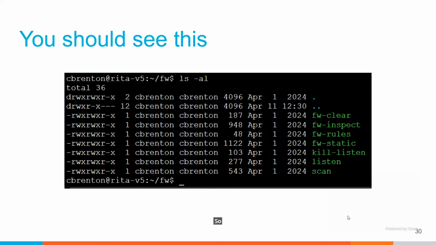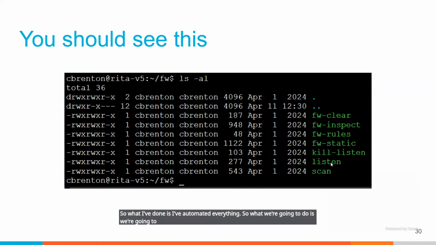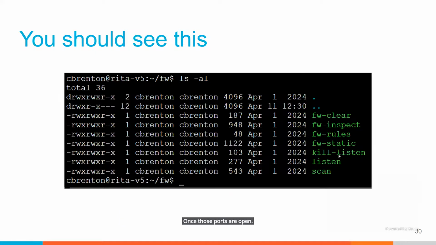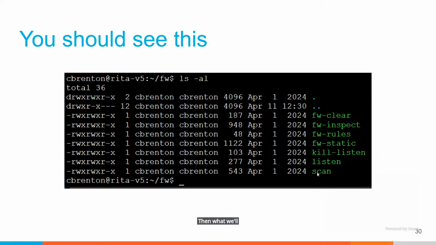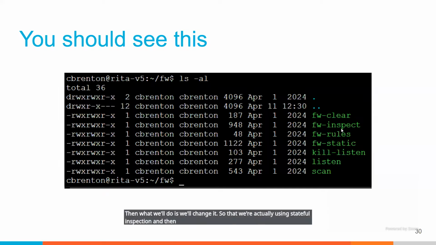So what I've done is I've automated everything. What we're going to do is run a TCP and a UDP listener, and the listen script takes care of setting that up for us. So you can go check out that script and see what's going on in there. Once those ports are open, I can now go in and implement some static firewall rules. And now we're going to check different ports to see how this thing responds while we run our scan script. Then we'll change it so that we're actually using stateful inspection, and then we'll do a comparison against that and see how it's different.